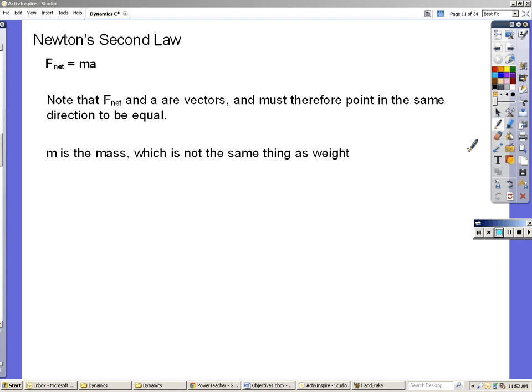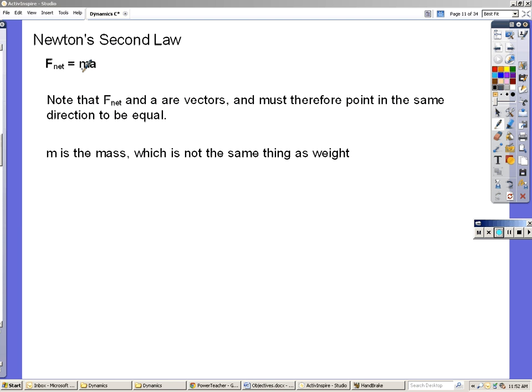F net and a are both vectors. m is the mass. It's a scalar. It does not have direction. And so that means you have a vector multiplied by a scalar gives you another vector, and the two vectors have to point in the same direction. Mass is sometimes also called inertia, and it's the degree to which an object resists changes in its motion. So something with a large mass needs a large force to get a certain acceleration.